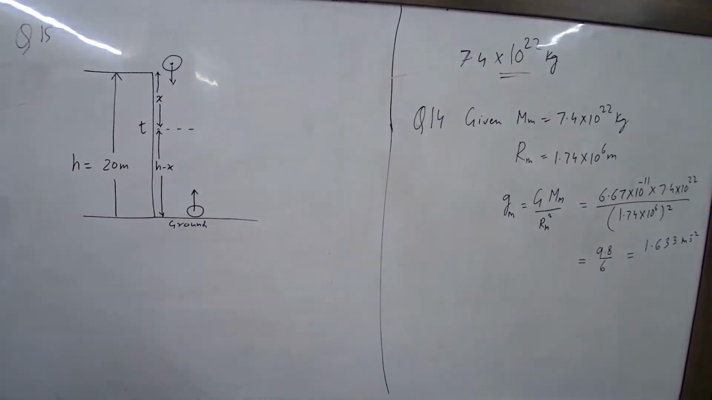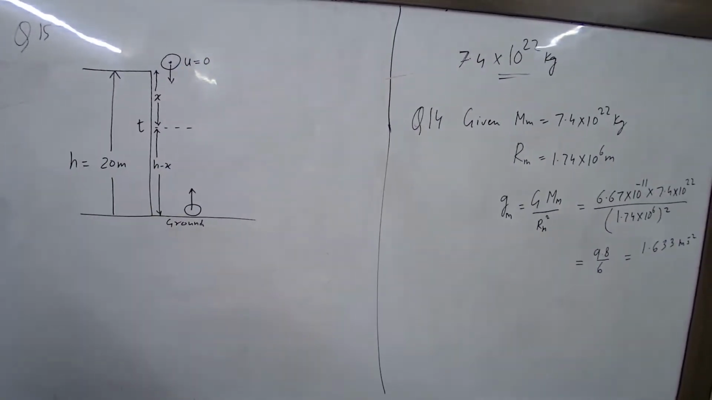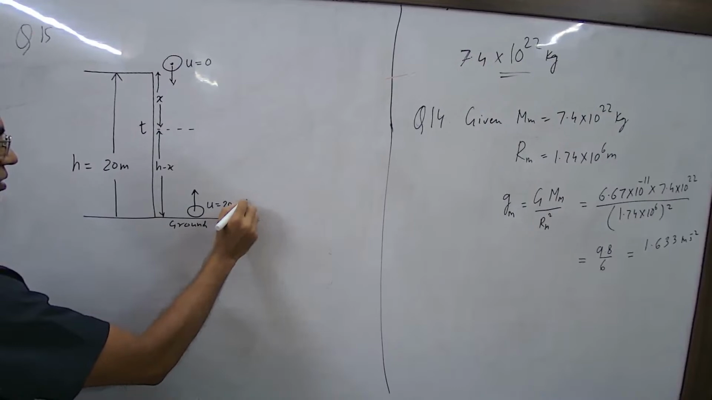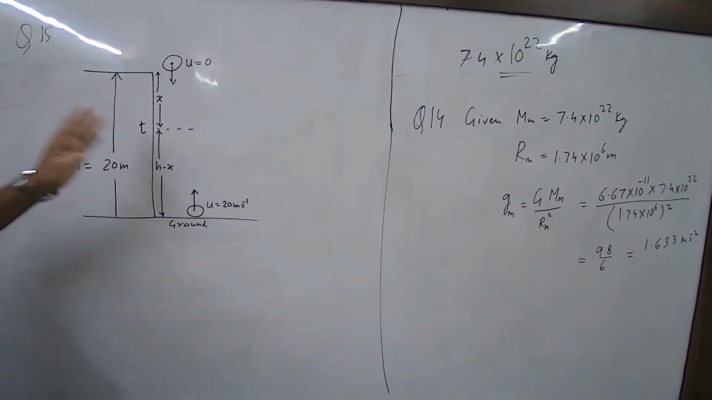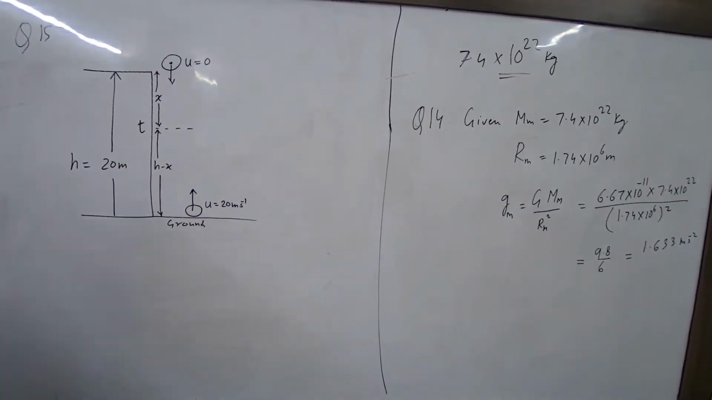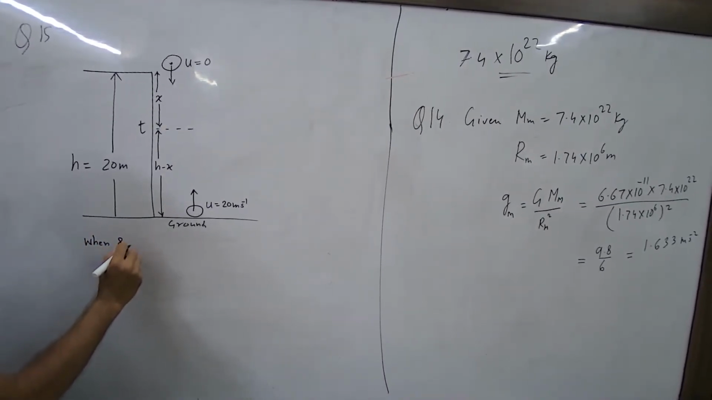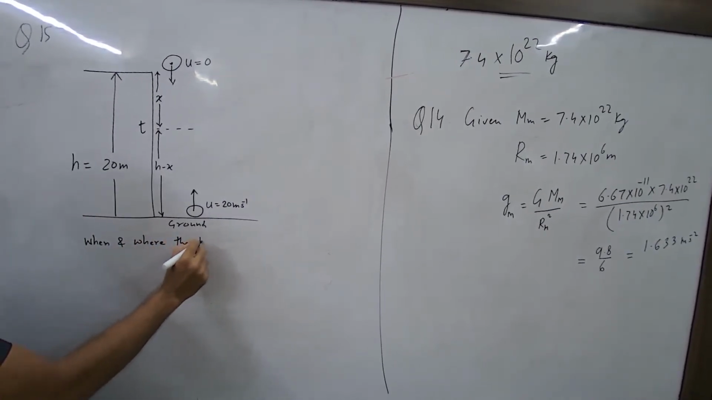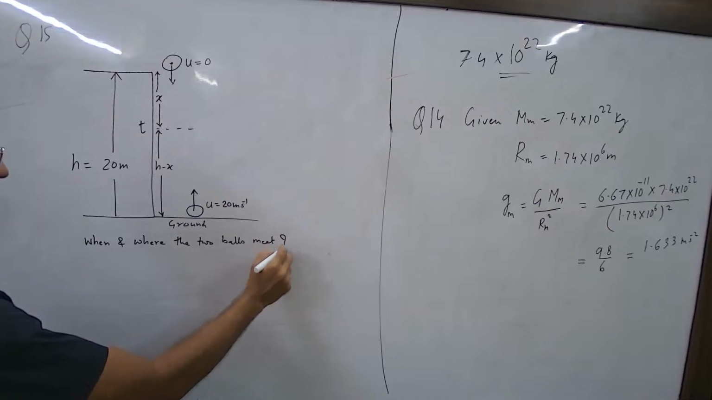So this is what you have to find out. And what is given? When this ball is dropped, obviously its speed must be 0. And the speed with which the other was thrown is 20 meters per second. So you have to find when and where they meet. That's the question: when and where the two balls meet. Okay, that's the question.